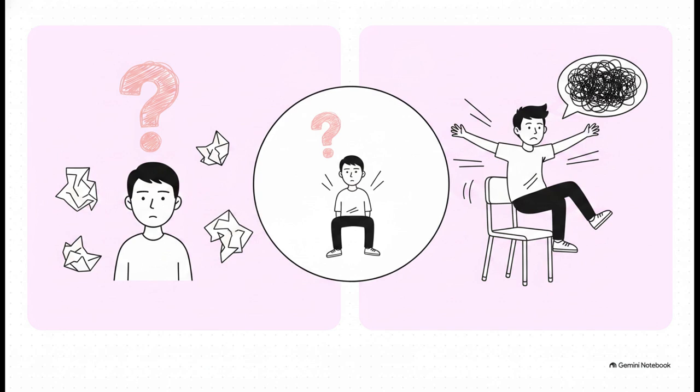On the flip side is the hyperactive impulsive presentation. This is the student who fidgets, gets out of their seat, and literally cannot stop blurting out answers or waiting their turn. And yeah, a student can absolutely have a combined presentation, dealing with both of these symptom clusters at the same time. Recognizing these distinct profiles is really step 1 to effectively reaching them.